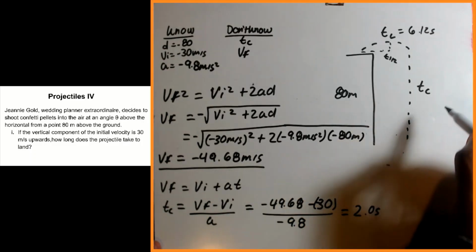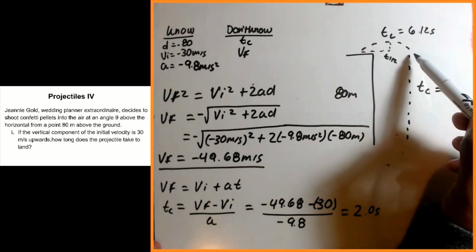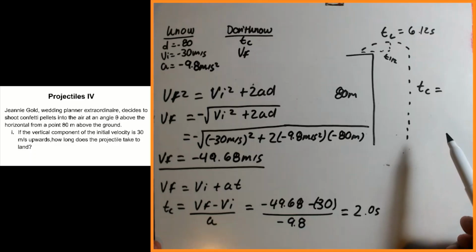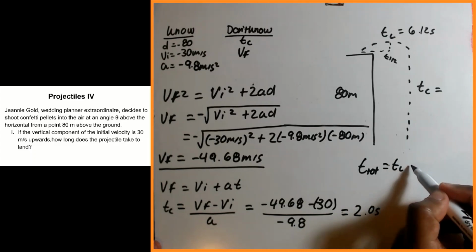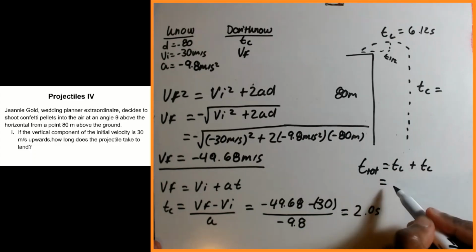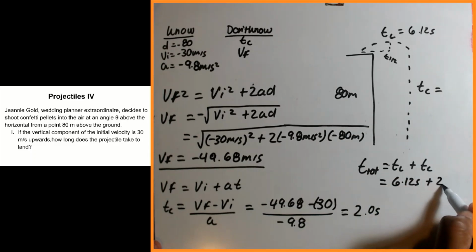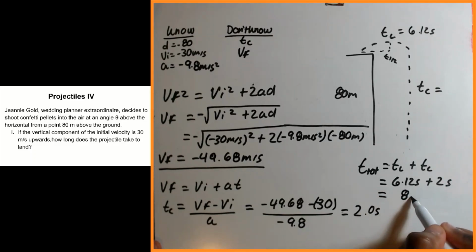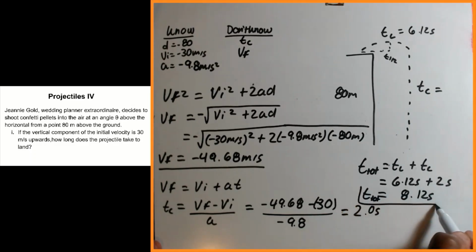Remember from before, what we want to find is the total time: the time it takes to be level and then all the way to when it travels that 80 meters to the ground. So total time is equal to TL plus TC. That's going to be equal to 6.12 seconds plus 2 seconds from this one. So that's going to give you 8.12 seconds as your total time, and that is your final answer here.